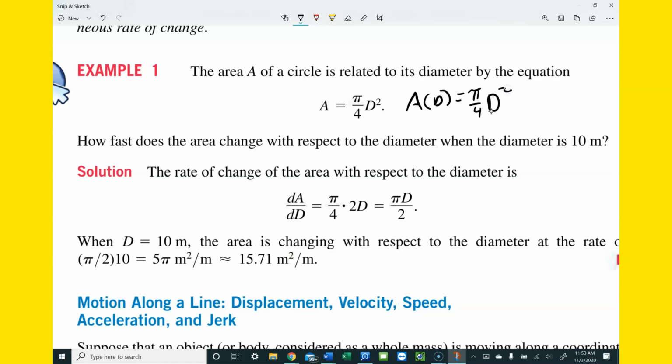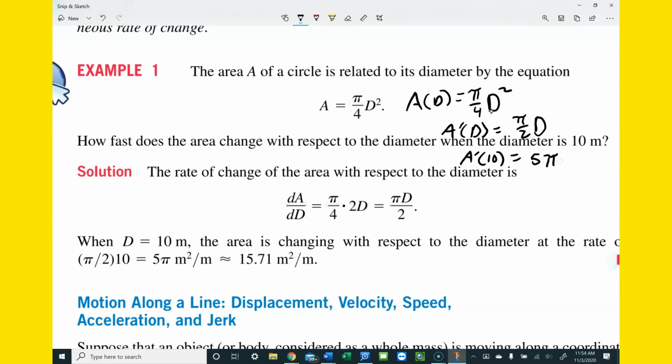So that means we do the power rule, bring the 2 down in front, so it becomes 2 pi over 4. Let me say A prime of D equals 2 pi over 4, which reduces to pi over 2 d, and then we subtract the exponent by 1, which makes it d to the first. So if we want to know how fast that thing is changing with respect to diameter, we can plug any value we want into the diameter to find how fast the area is changing when the diameter is that diameter. So now we're going to plug in 10, and we get 10 pi over 2, so A prime of 10 would be 10 pi over 2, which would be 5 pi when I reduce it.